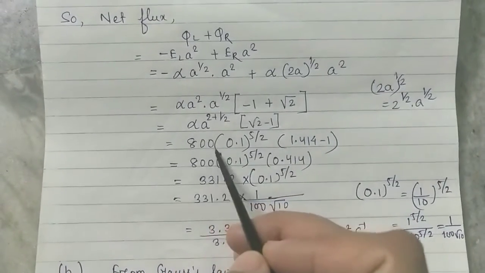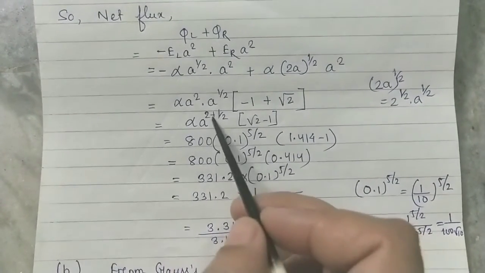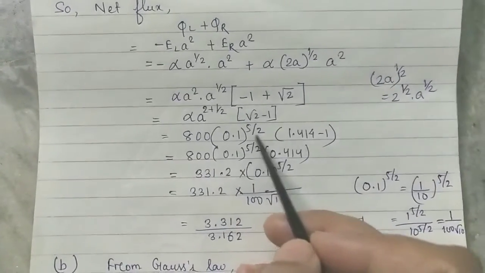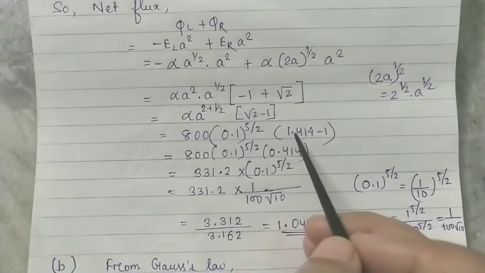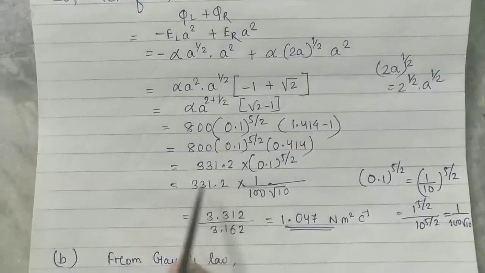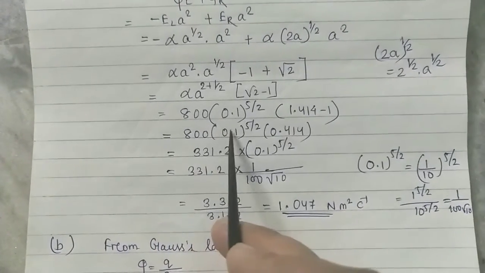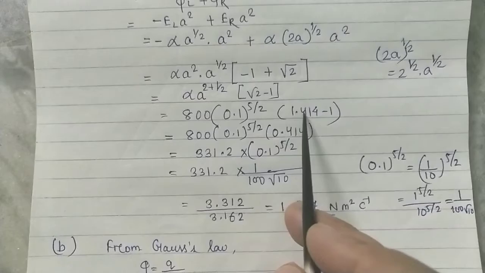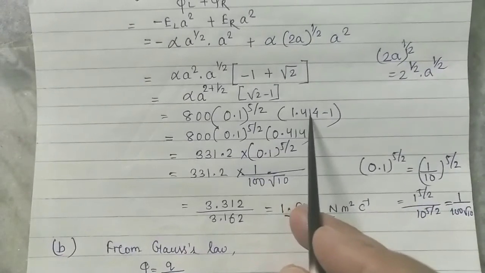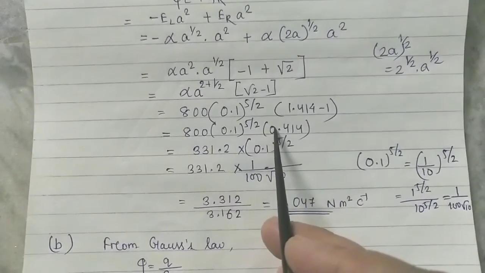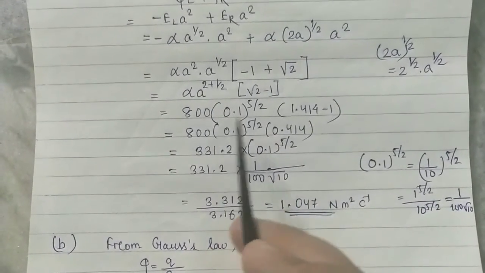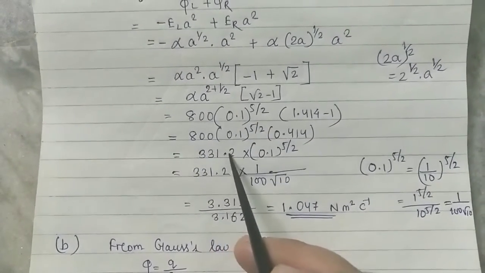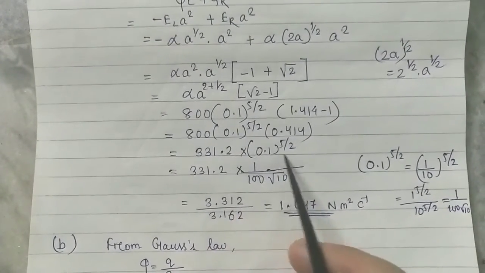Put the values: alpha 800, a to the power 5 by 2. What is a? A is given in the question as 0.1, to the power 5 by 2. Root 2 value is 1.414 minus 1. Solve it: 800, 0.1 to the power 5 by 2, and 1.414 minus 1, so this is 0.414. Multiply these two, you will get 331.2.